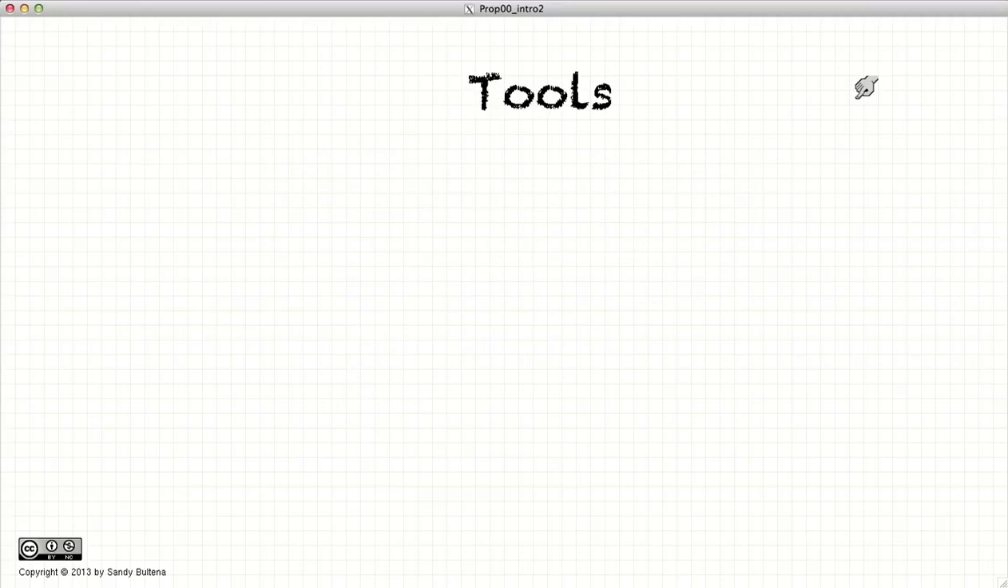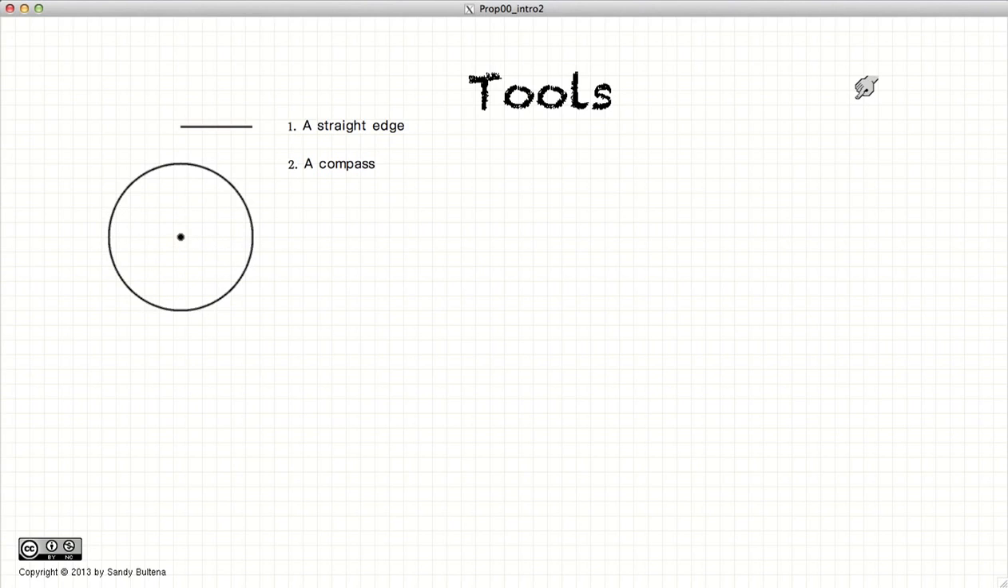So what tools are you allowed to use? Well, you're allowed to use a straight edge, which means you can draw a straight line. You can't measure the straight line, you can only draw a straight line. And you're allowed to use a compass, which gives you the capacity to draw a circle. And that's it. Those are the only tools that you can use.